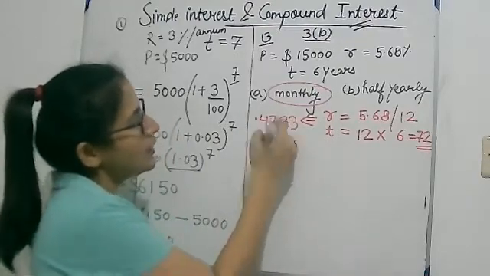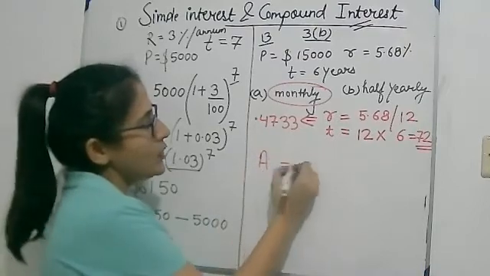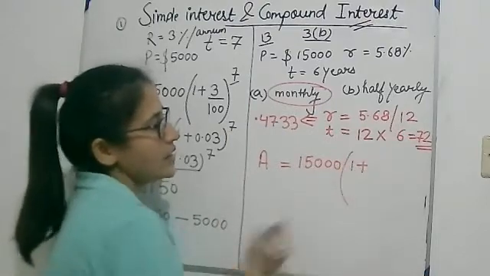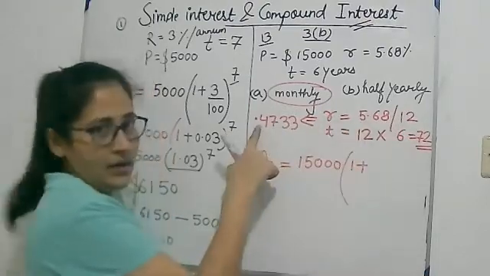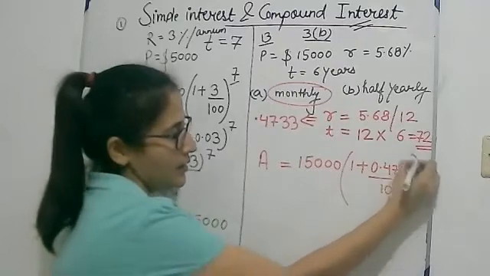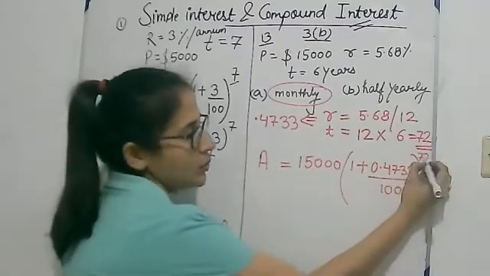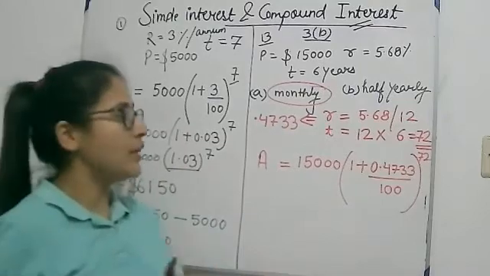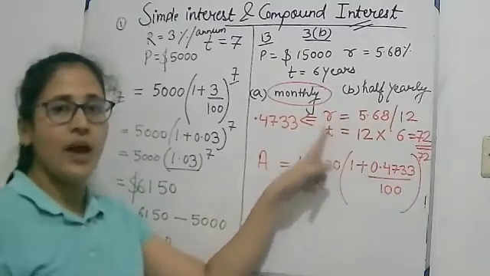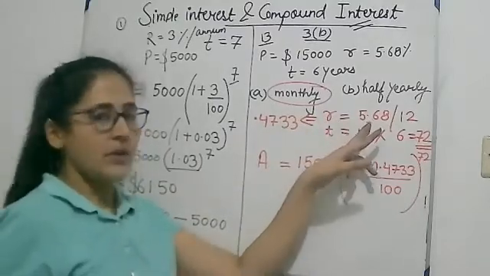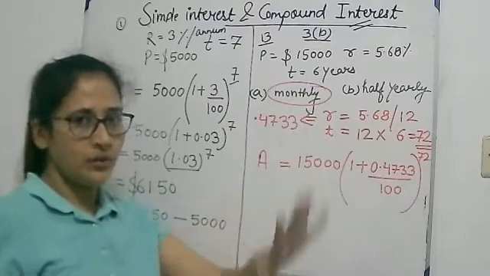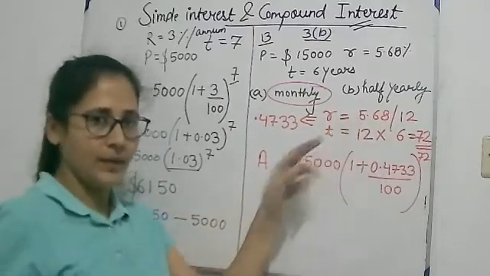Now, how to substitute this value in the formula? A equals P. What is P? 15,000, times 1 plus, what will be the value of R? R is 0.4733 over 100, to the power 72. This is the thing you need to remember: if monthly or half yearly, then write the rate and time carefully. If monthly, divide by 12; if half yearly, divide by 2. According to the time, you have to change the value of rate and time.